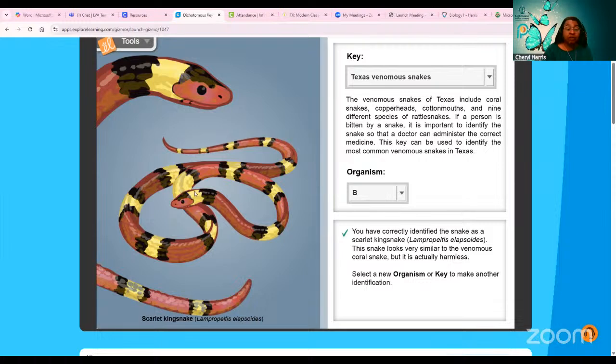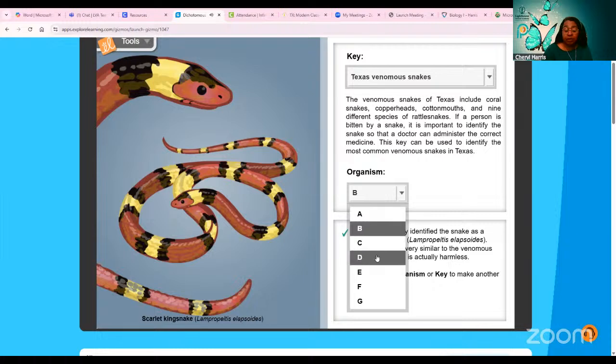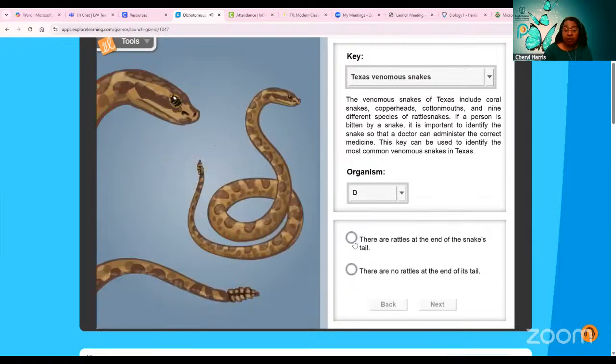Okay, so you got to really look at the picture and examine the picture in order to make sure these are correct. I'm going to skip to D. All right, this one has rattles at the end of its tail.